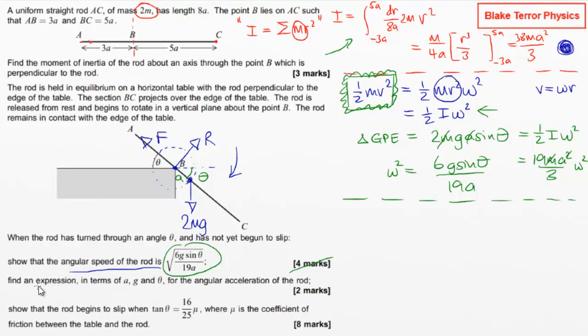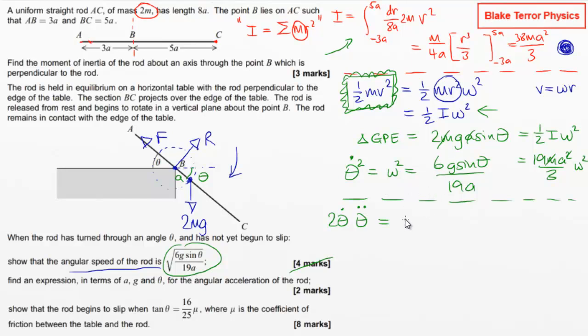Right, now we need to find an expression in terms of a, g, and theta for the angular acceleration. Right, this is just an exercise in calculus. So this is another way of writing it, theta dot squared we've got here, and we need to get theta double dot. So let's differentiate both sides. If we differentiate theta dot squared, we're going to get 2 theta dot theta double dot. Hopefully you're happy with that with your calculus. If not, go to some of the calculus videos, because I'm not going to explain all of this here.